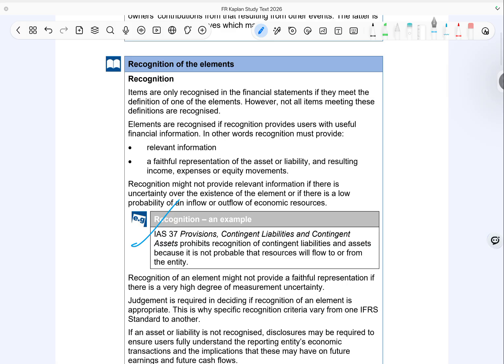The same idea applies to contingent assets. They are also not recognized unless the future inflow of economic benefits is sufficiently certain. So, judgment is important. Accounting isn't always black and white. Sometimes accountants need to use professional judgment. That's why different IFRS standards have different recognition criteria depending on the type of asset or liability involved.